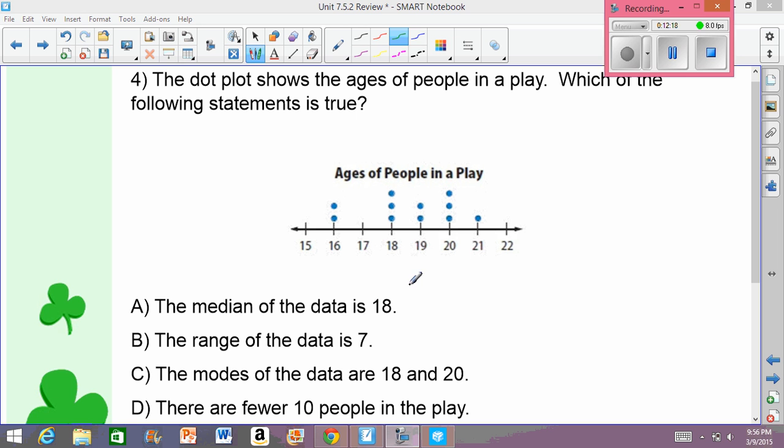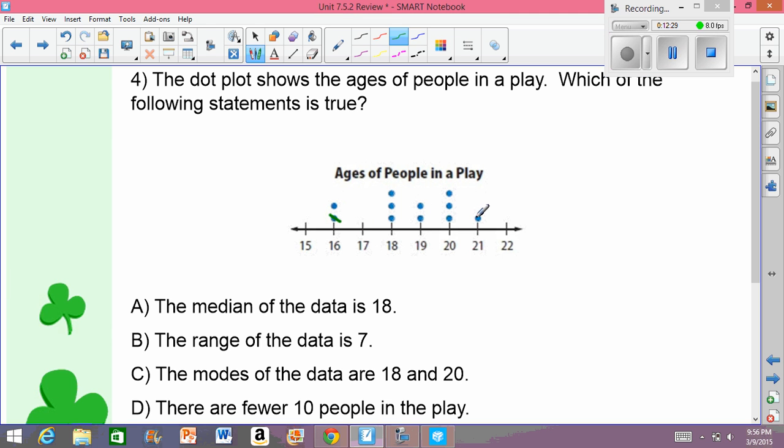A says the median of the data is 18. Remember that median is the middle number. So we would kind of have to work our way back towards the middle. If I was crossing it out, it's 1 from the front, 1 from the back, 1 from the front, 1 from the back, and we keep working our way, 1 from the front, 1 from the back as we go. And we discover that our median would actually be 19, those 2 pieces in the middle.